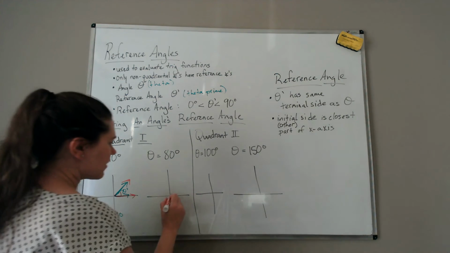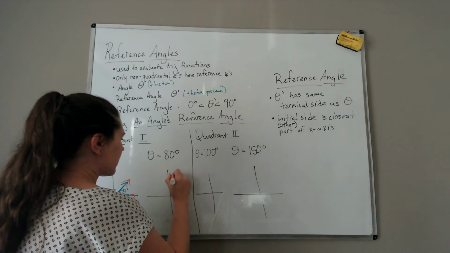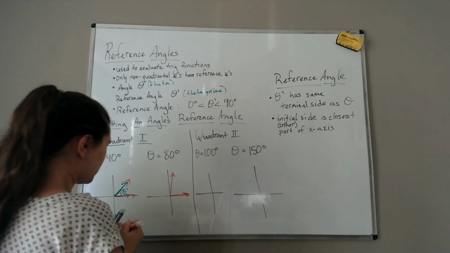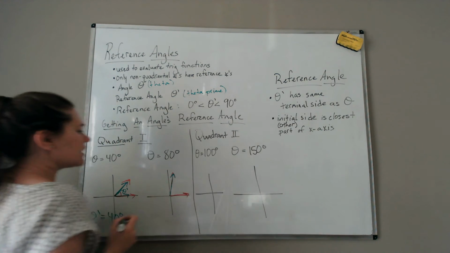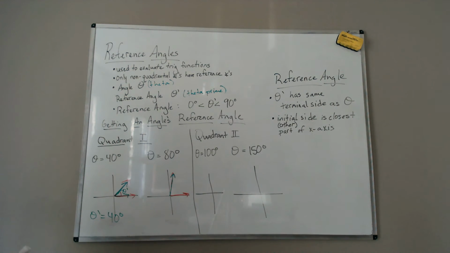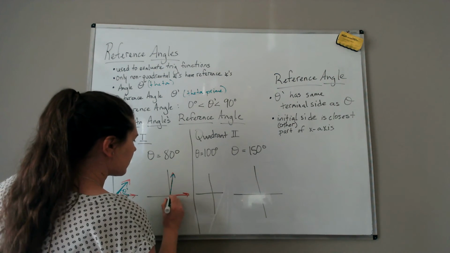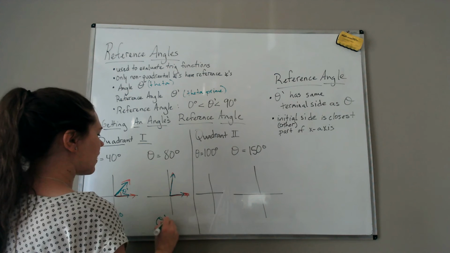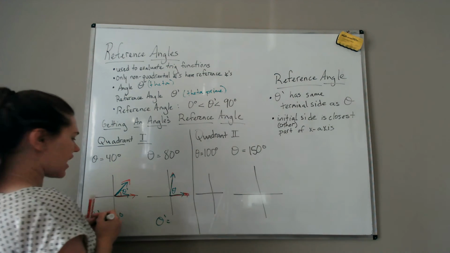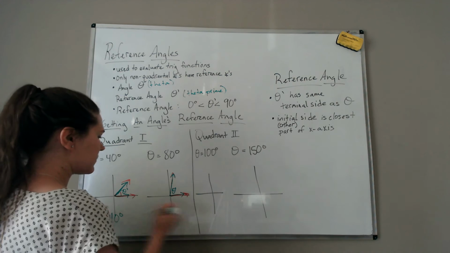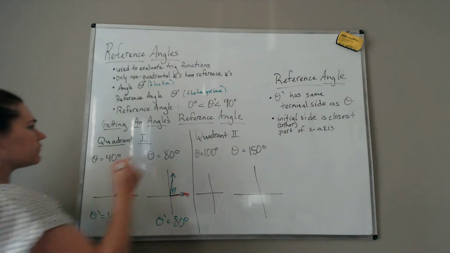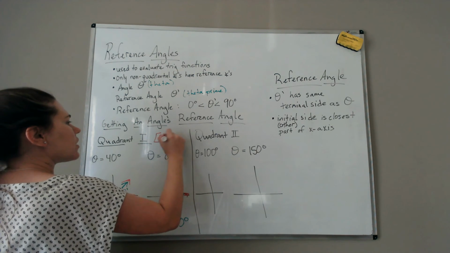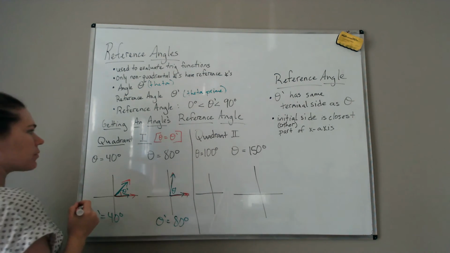So if I drew that, theta is 80 degrees, it's about right here, that's 80 degrees there. The reference angle has the exact same terminal side, and then the closest piece of the x-axis, is it the positive x-axis or negative x-axis? Positive. So if you notice, here's theta prime, it's actually the same as theta here, it's 80 degrees. This happens in quadrant 1. If you are in quadrant 1, theta will always be the same as theta prime.